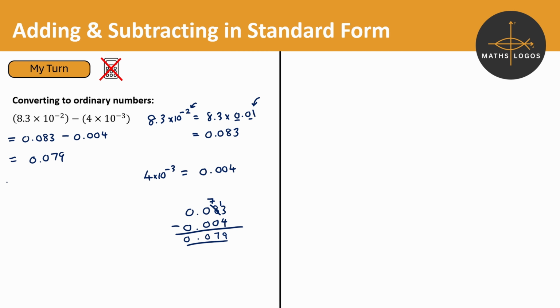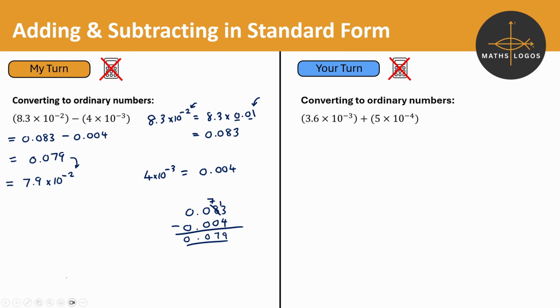0.079. If we needed to turn that into standard form, it would be 7.9 multiplied by 10 to the negative 2. Pause the video, give this one a go, and then we'll look at the solution together.